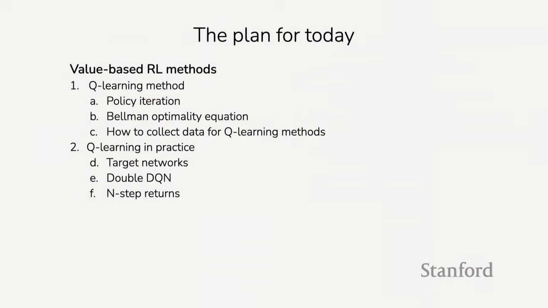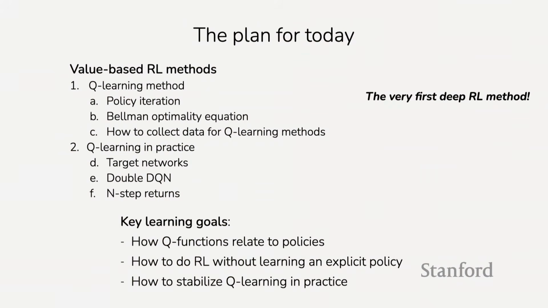So today we're going to be covering value-based RL methods, and specifically we'll be talking about what I think arguably was the very first deep reinforcement learning method, which was based on the Q-learning algorithm. We'll be talking about Q-learning, and then we'll also be talking about how to implement Q-learning in practice and how to make it stable. The goal for today is to think about how Q functions relate to policies, how to do RL without learning an explicit policy, and how to stabilize Q-learning if you're actually doing it.